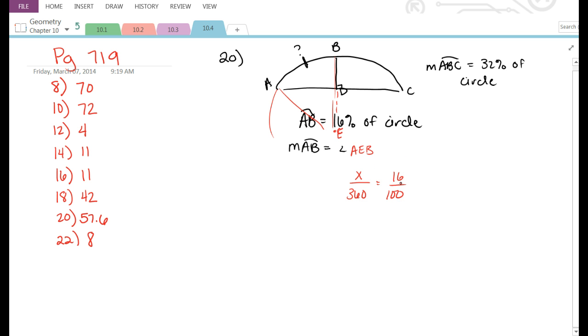You just set up a ratio. Cross multiply. You get 100x equals 5760. So therefore x is 57.6, which is just the degree measurement. So 57.6 degrees. It wasn't asking me for the length, just the measurement. So, and I'm also going to do 35.